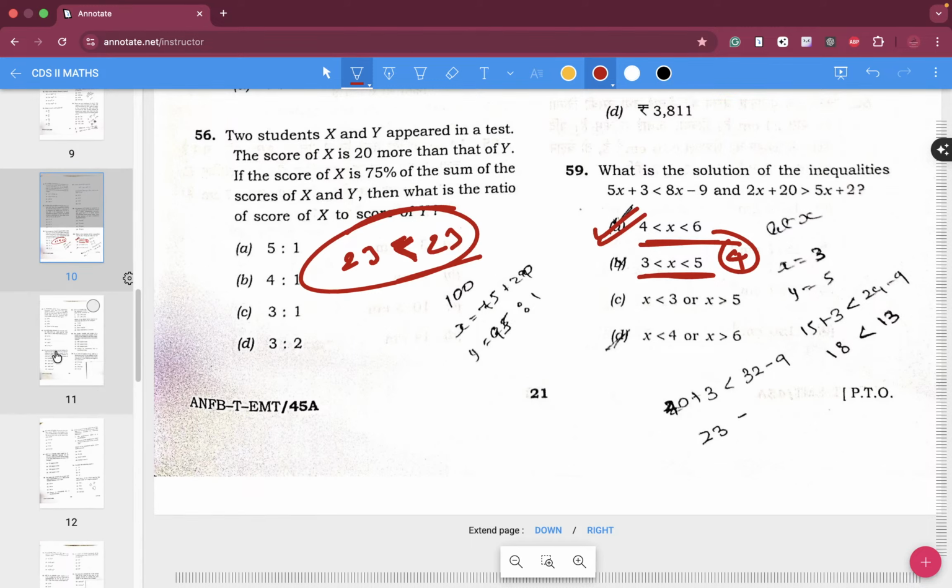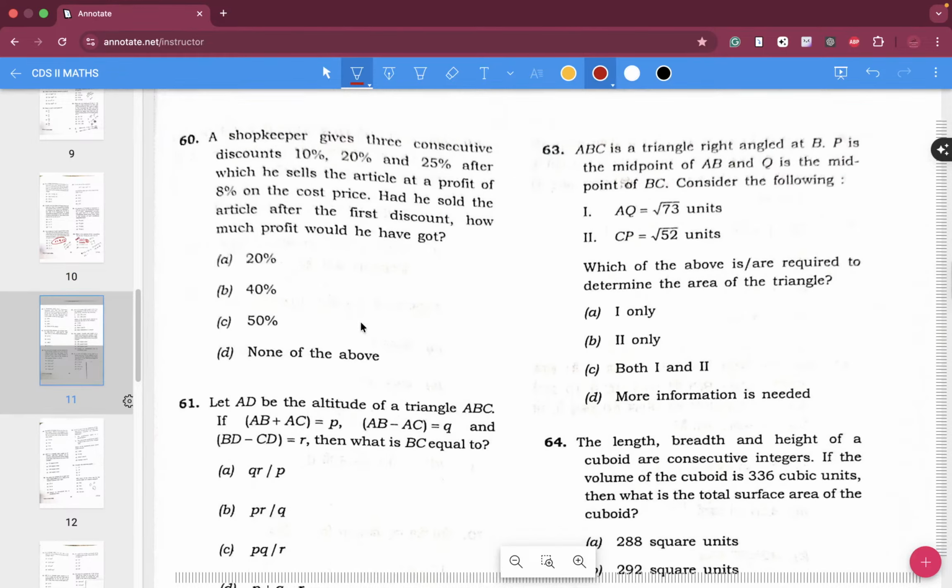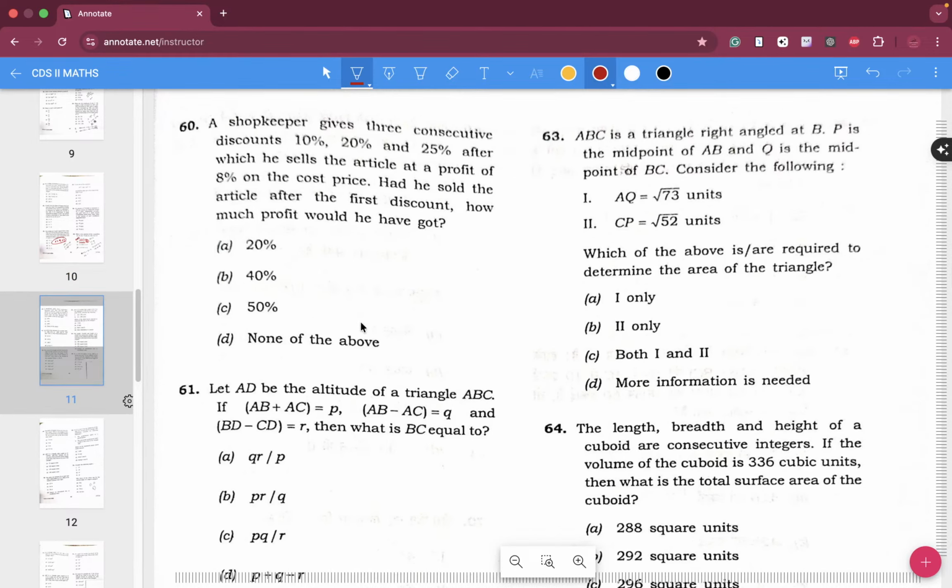And the previous question, I said that you are supposed to skip. A shopkeeper gives 3 consecutive discounts of 10%, 20% and 25%, after which he sells at a profit of 8% of the cost price. I'm saying the cost price is 100 rupees. Eventually it is being sold at 108 rupees. You don't know what the marked price is.